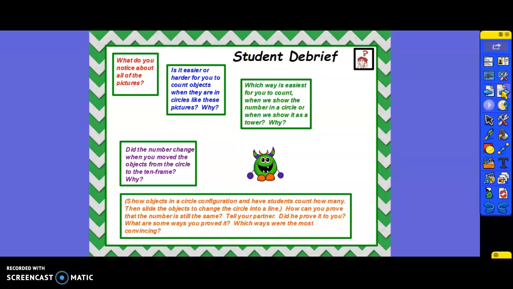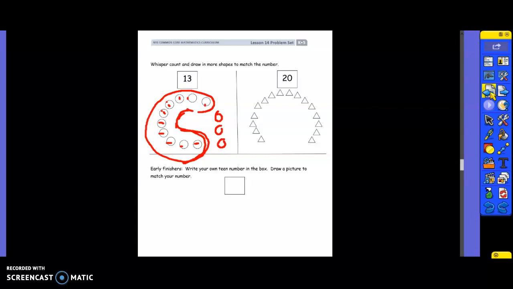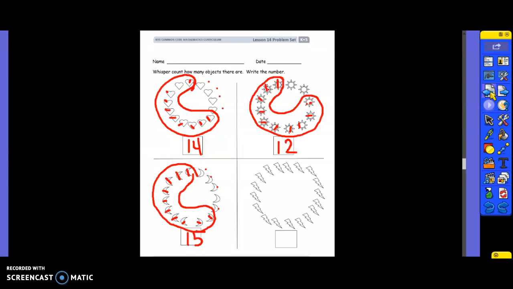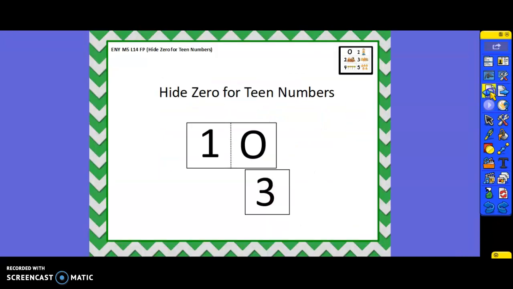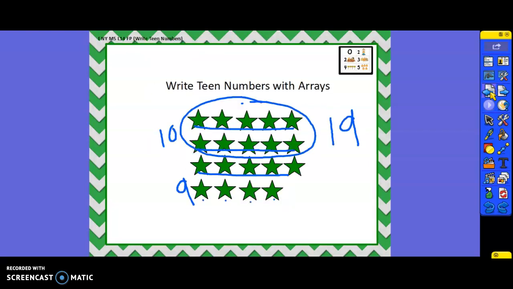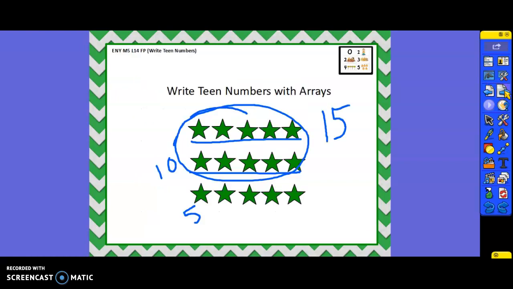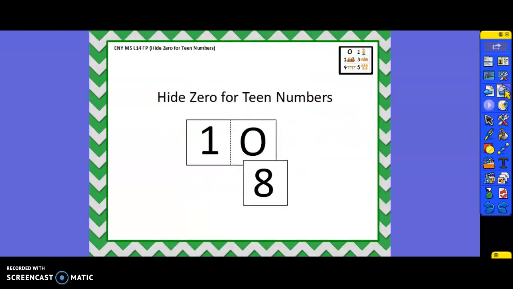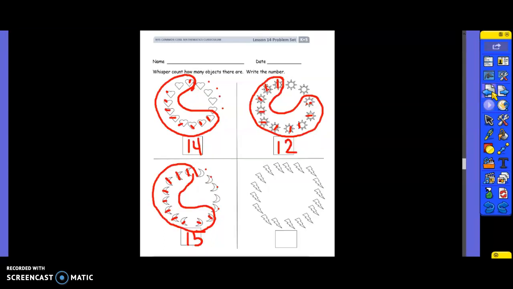Now think about all of our pictures that we counted today. Was it easier when the numbers were in rows, or was it a little easier in circles? Yeah, I think we know that it was a little easier for us to count our numbers when they were in rows, like when we drew our cookies and when we counted our stars. It helps us find our groups, and it helps us count those numbers quicker. When they're in circles, it makes it a little trickier because we have to make sure that we count each one and we don't lose track.